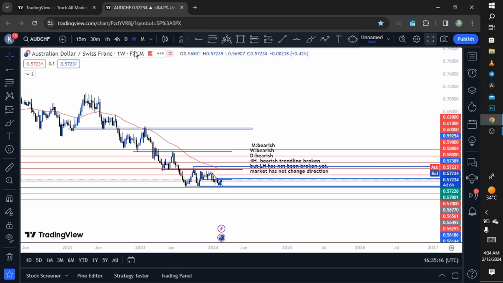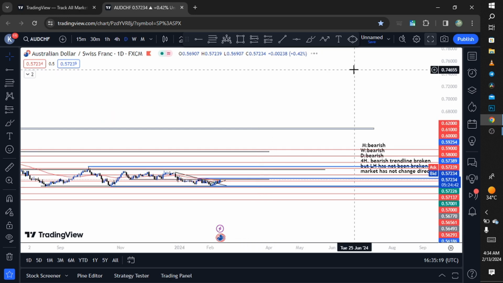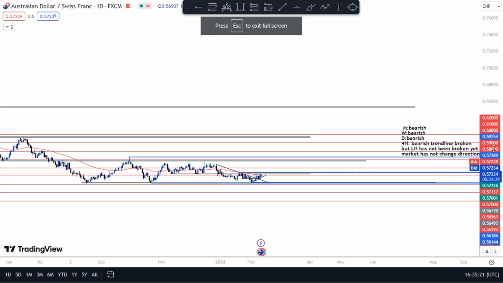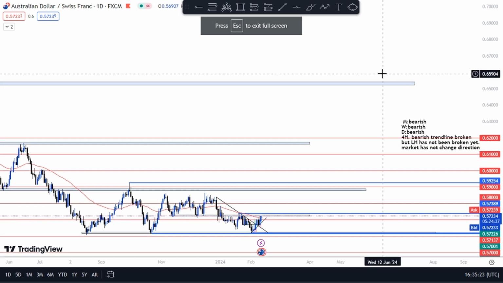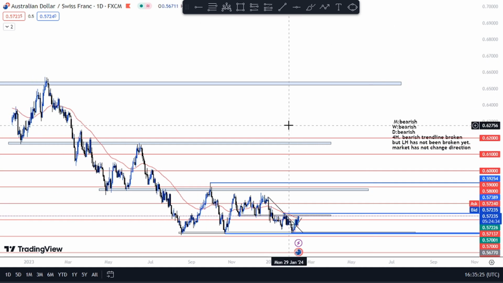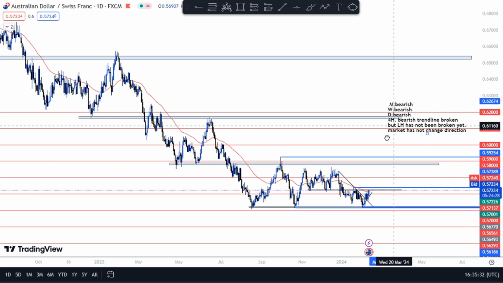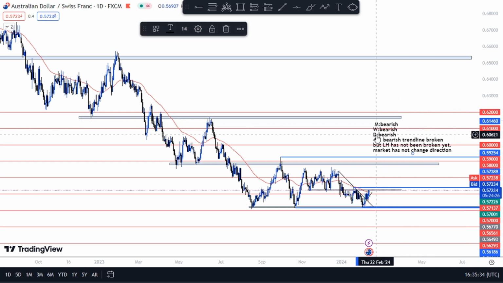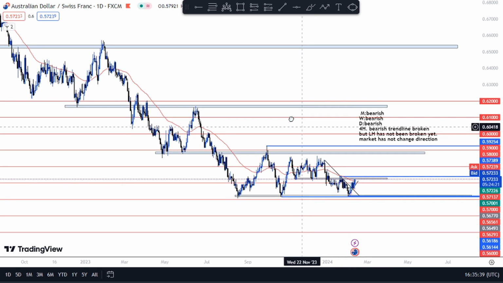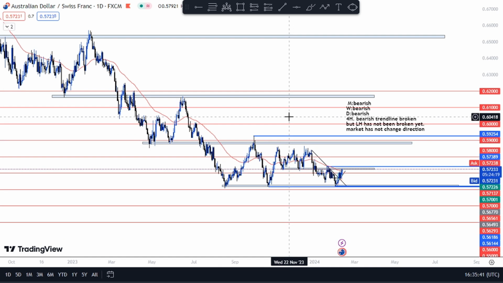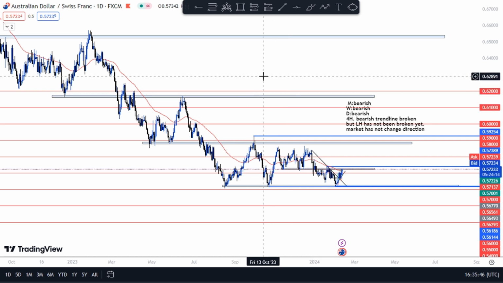So let's go to the daily and see what is happening on the daily. The daily is also telling us that we are in a downtrend. Okay, we are in a bearish market. That is why on the daily I have the bearish market marked over here. So everything is pointing to the downside: monthly, weekly, daily, all pointing bearish.